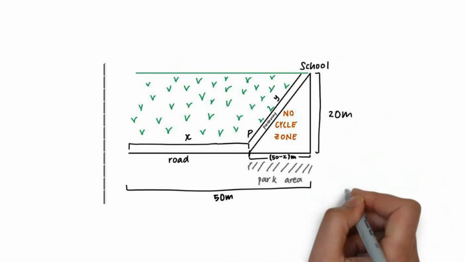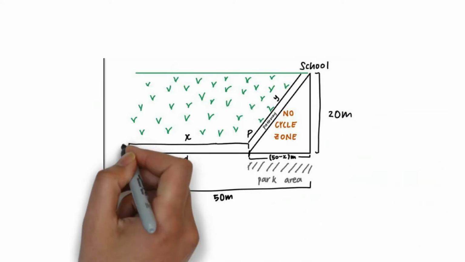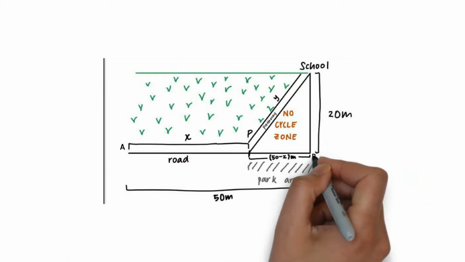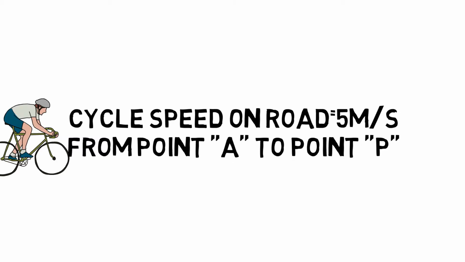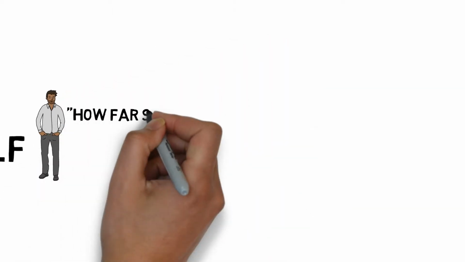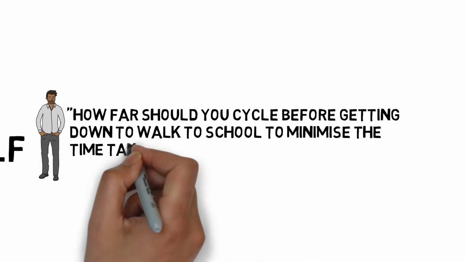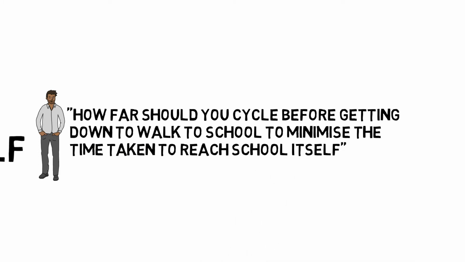As you can see, from point A to point B, it is 50 meters, and from point B to the school is 20 meters. Let's say a person has a cycle speed of 5 meters per second from point A to point P, and that same person has a walking speed of 1 meter per second from point P to the school itself. How far would this person cycle before getting down to walk to school to minimize the time taken to reach the school itself?